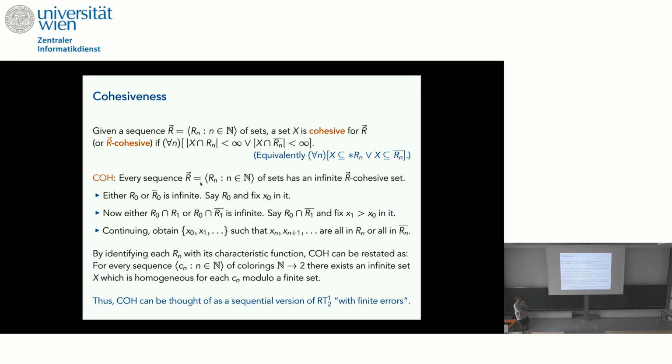What's the other side of the coin is cohesiveness. Suppose you give me a sequence of sets. These are just sets of numbers, and I think of it as a coded sequence, R_n. We'll say that a set X is cohesive for this sequence, or just R-cohesive, if for each one of these R_n's, either the intersection of X with R_n is finite, or the intersection of X with the complement of R_n is finite. So if you want, X is almost contained in R_n, or X is almost contained in the complement of R_n. But it can be different between the different R_n's, right?